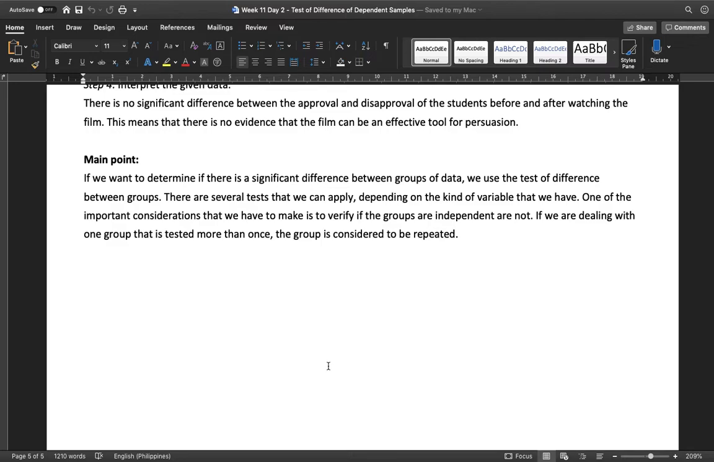Yung next lesson natin will be our last one, that is the correlation analysis. So, different siya dun sa naunang correlation analysis natin kasi ito, we're going to analyze using the different correlation test. Hindi lang tayo restricted kay Pearson R.